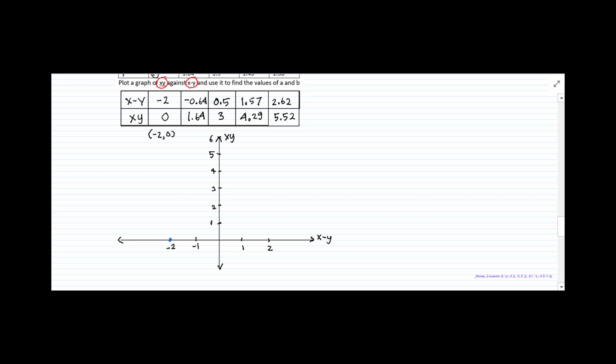Then negative 0.64, 1.64. Negative 0.64 is around right here, and 1.64 right here. Then (0.5, 3), and then (1.57, 4.29) around here. And so on, and then you will get a straight line, like this.